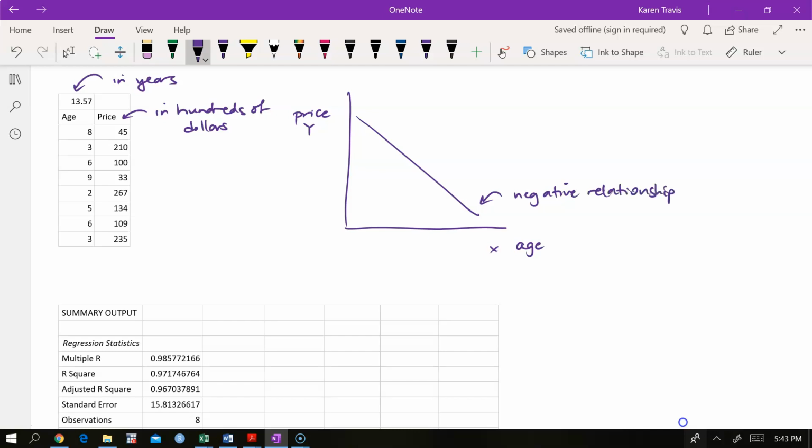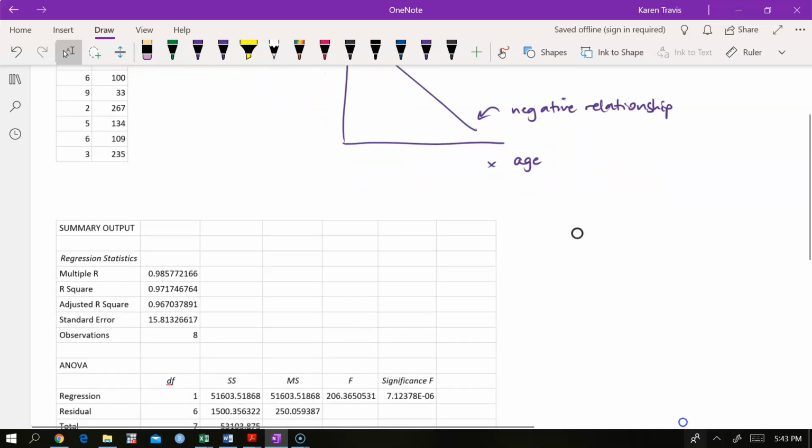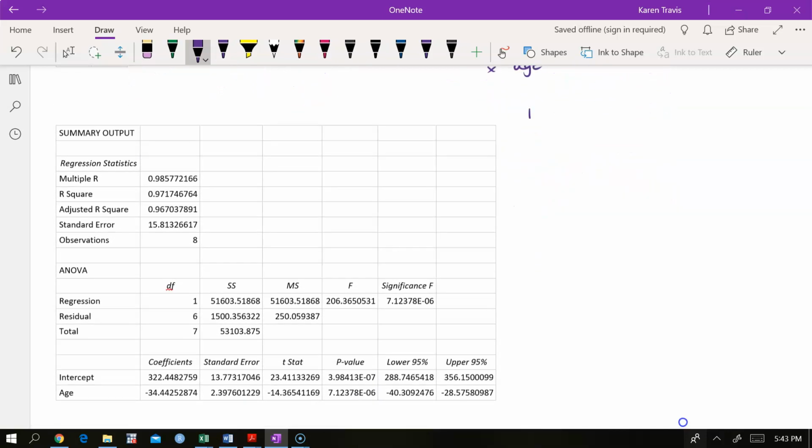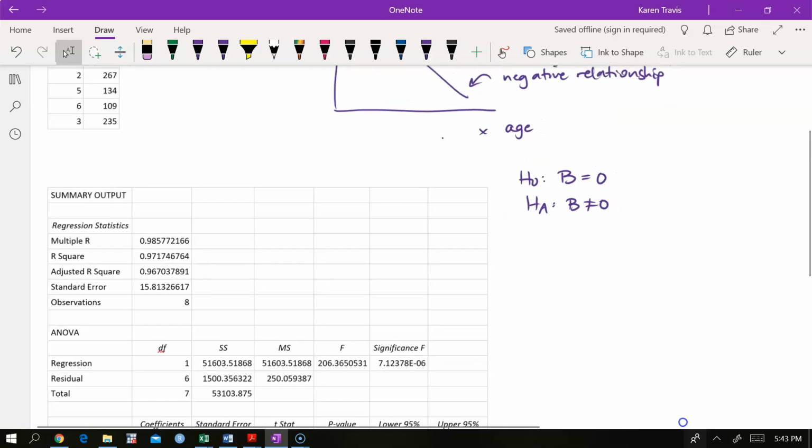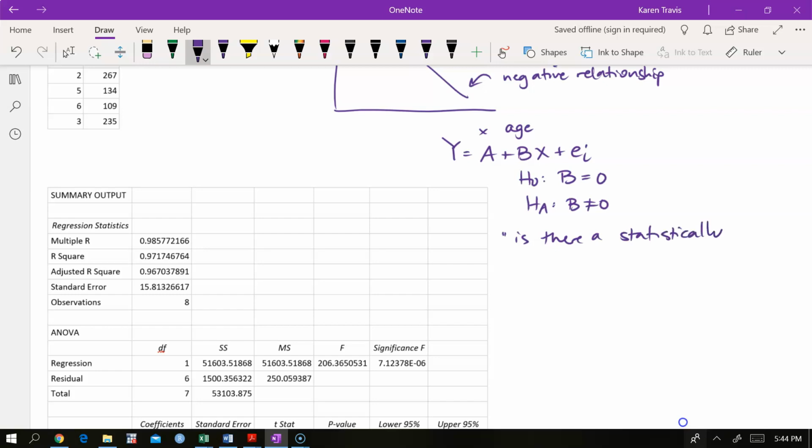So what we're going to do with our Excel output is perform the test of whether the slope is 0 versus the slope is not 0. Remember, the equation for the line is y equals a plus bx plus the error term. So this will test: is there a statistically significant relationship between age and the price of the car?